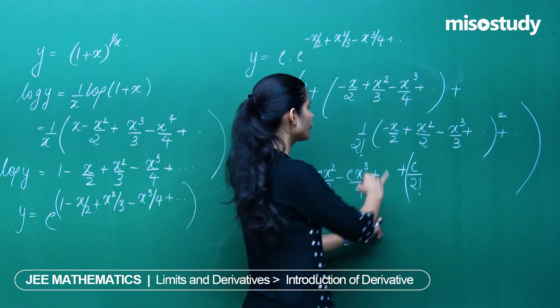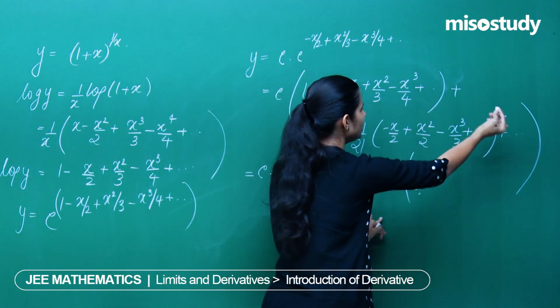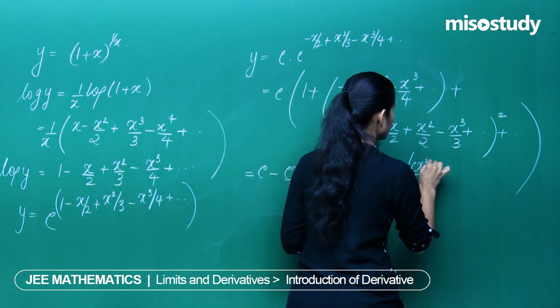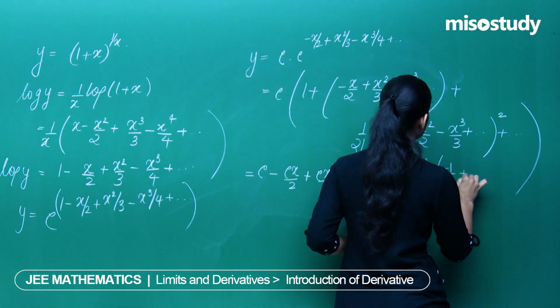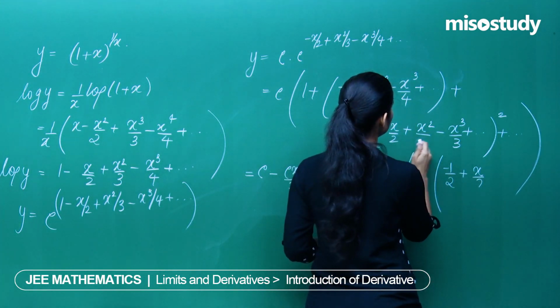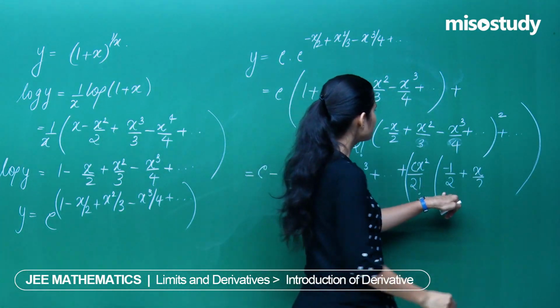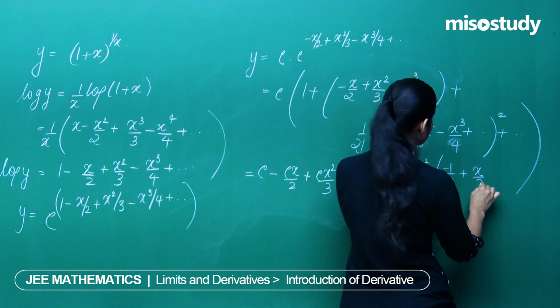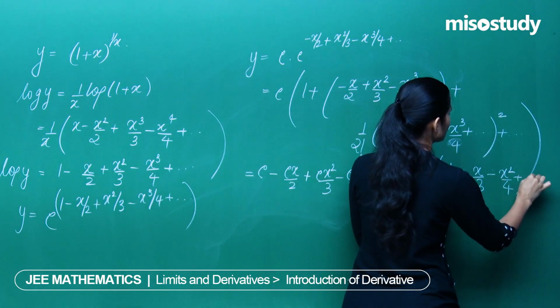whole square. So from here you can take out x common. When you take out x common throughout, actually x square comes out. And inside you are left with minus 1 by 2 plus x by, this is minus x by 2, this is 3 and this is 4. So you are left with minus 1 by 2 plus x by 3 minus x square by 4 and so on.